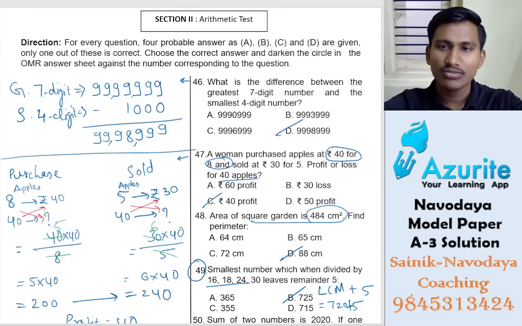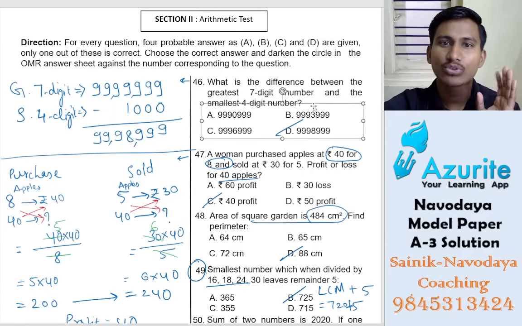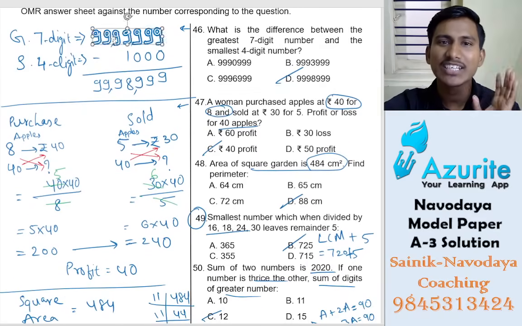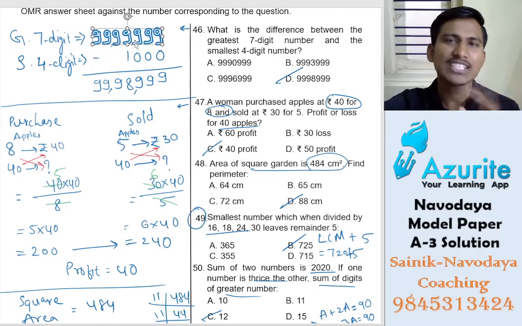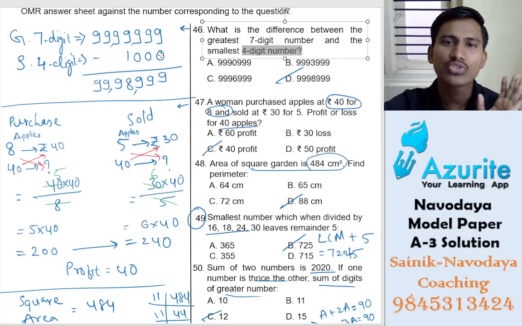So see students, question 46. What is the question here? What is the difference between the greatest 7-digit number and the smallest 4-digit number? So greatest 7-digit number means we have to repeat 9, 9 seven times. Now the smallest 4-digit number, for smallest we have to write 1 and zeros. So that is 1000, right?